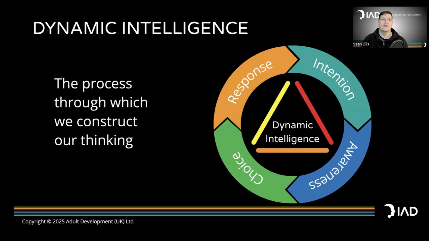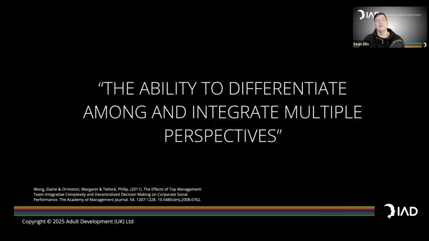Simply put, the greater our level of dynamic intelligence, the greater our awareness and choice, and thus response. Or to put it another way, the greater our self-awareness, the greater our level of dynamic intelligence. And so what's all this got to do with cognitive complexity? Well, let's remind ourselves of our definition of cognitive complexity. It's the ability to differentiate among and integrate multiple perspectives or dimensions.